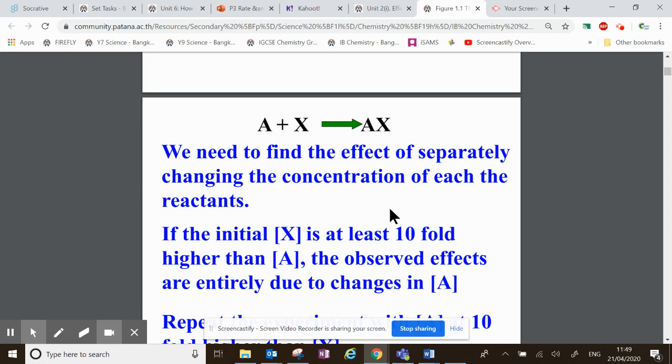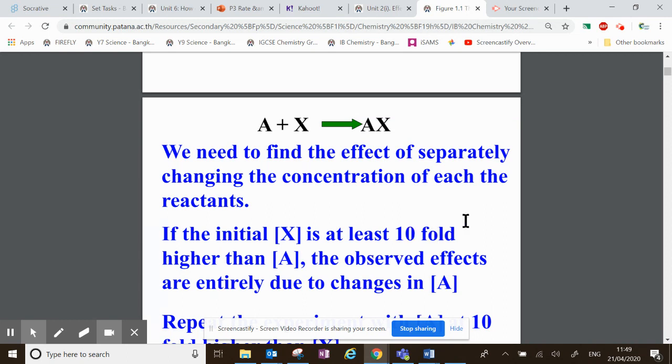First point to mention right from the outset is these orders can only be established experimentally. You cannot look at a balanced equation and say to what extent it will affect the rate of reaction. The reason being it's to do with the mechanisms of the reaction, and you don't know about that just by looking at balanced equations. Nobody does. Okay, so we can only find out this relationship by doing experiments.